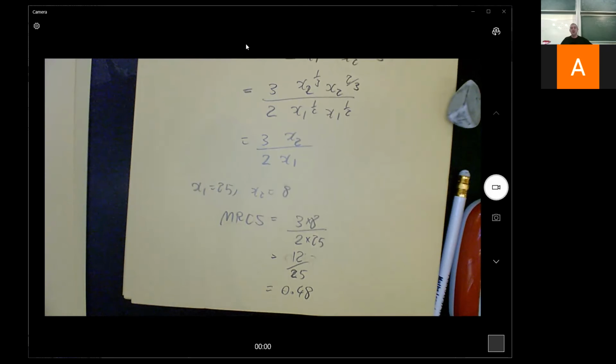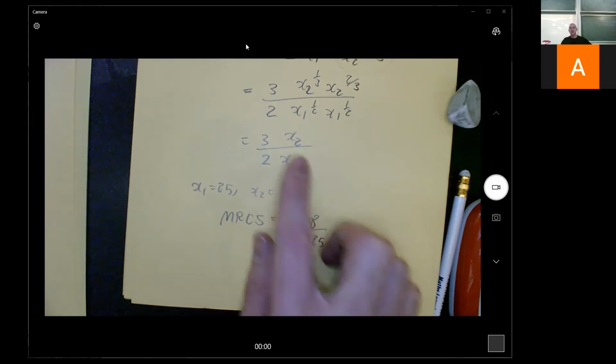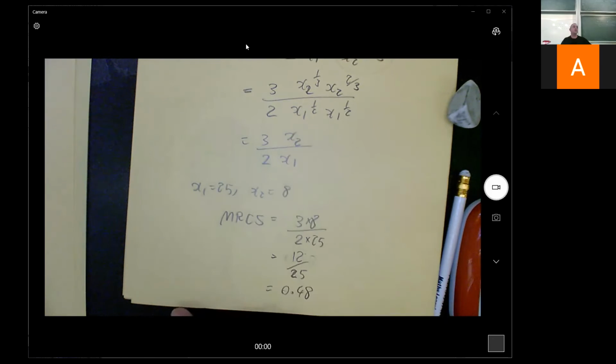So this seems to say to me that for every 2 x1s that I give up, I would be okay to replace it with 3 x2s. Like for every 2 of commodity number 1, I'd be okay with replacing it with 3 of commodity number 2. That's my idea of the commodity substitution. But it's slightly different depending on what the quantities actually are at the moment. But something like that.